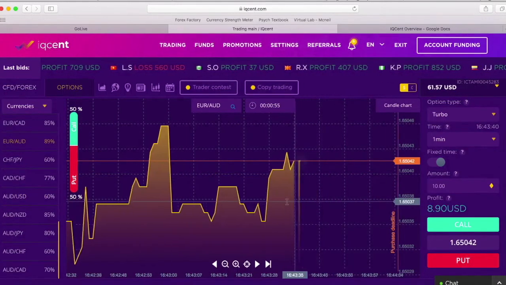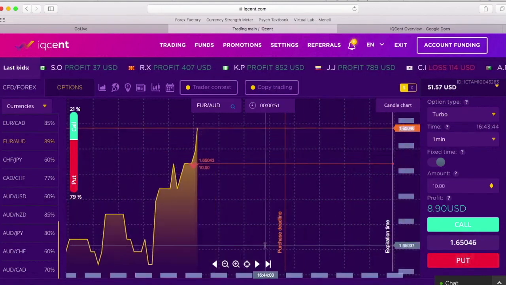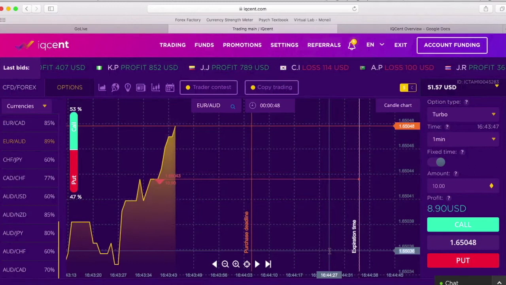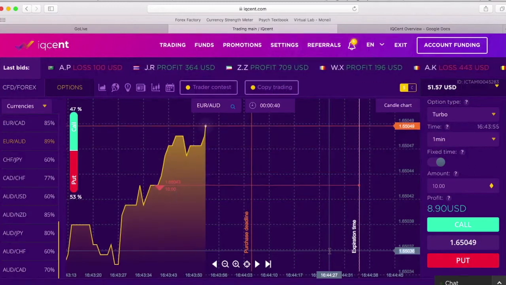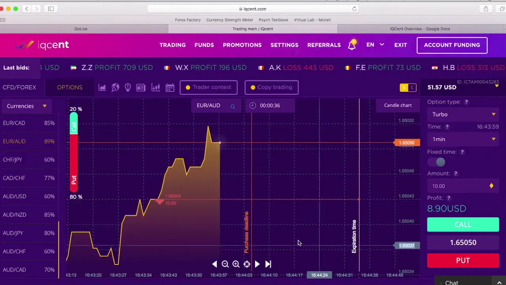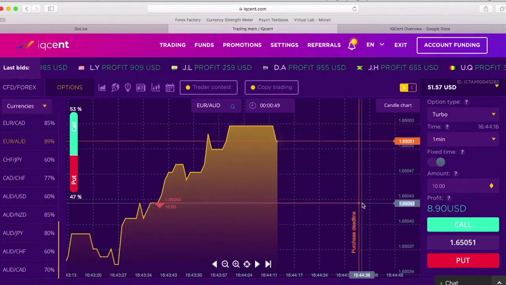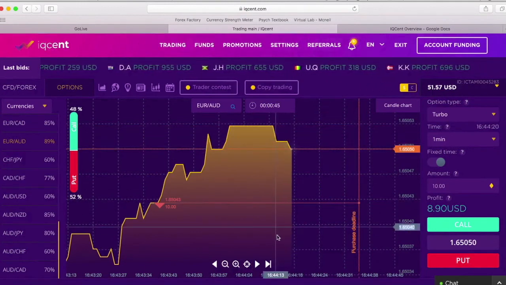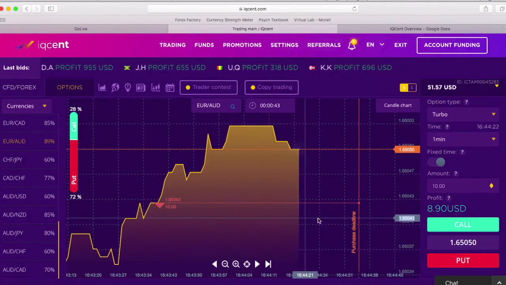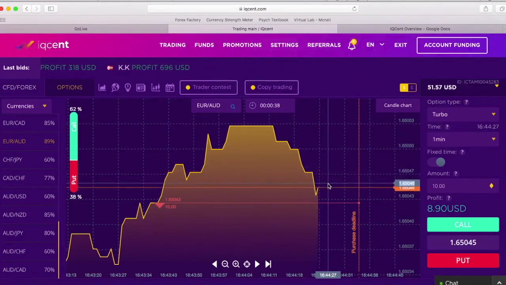So for example, I'm just going to put a put right here for 1 minute. But as you can see, when I place the trade, you see a horizontal line. When we sell, this orange line has to close below the red horizontal line in order for us to win the trade. If it closes above, then we lose the trade.